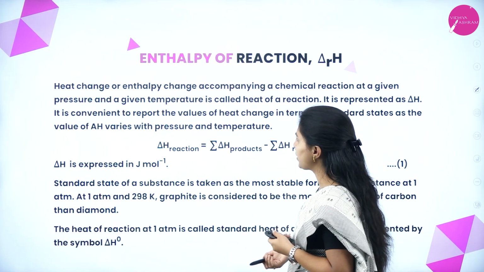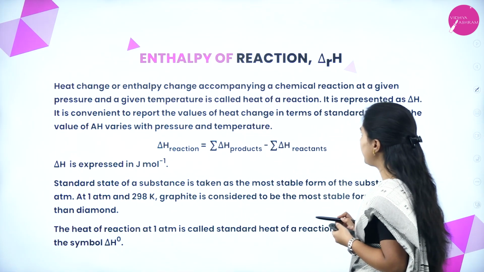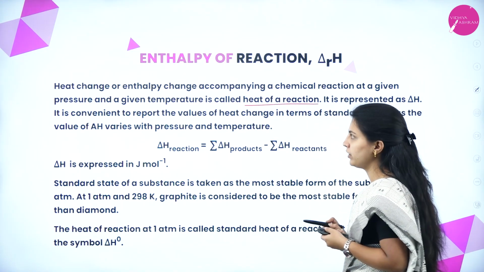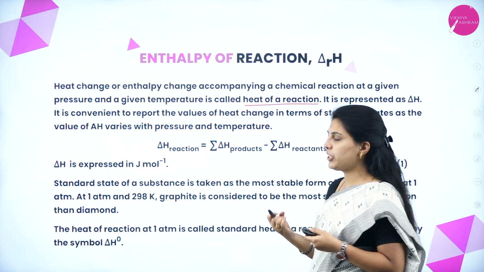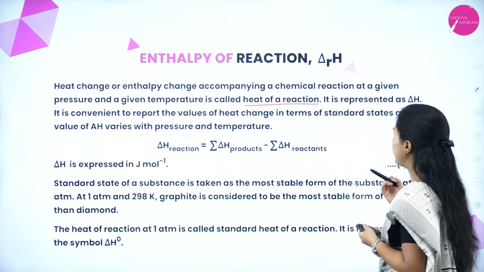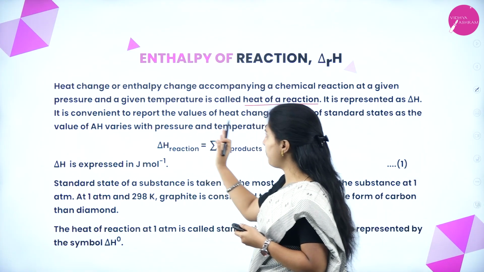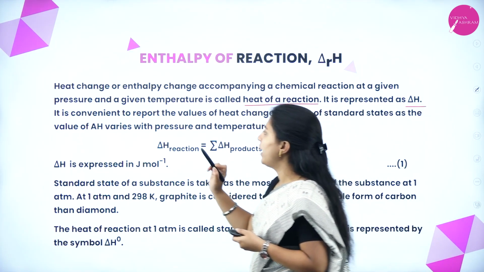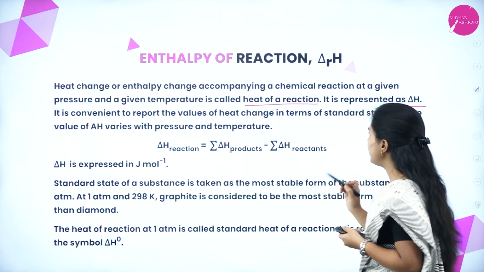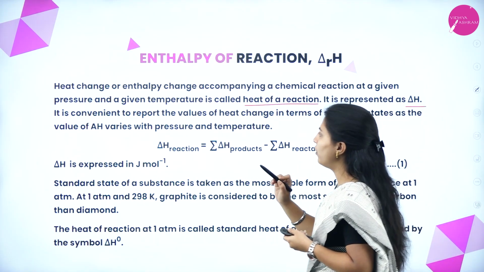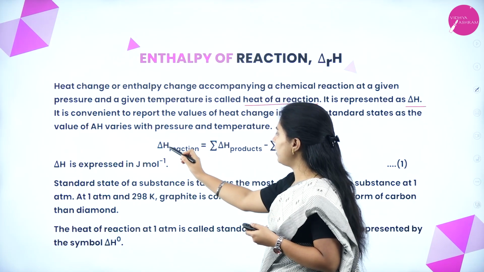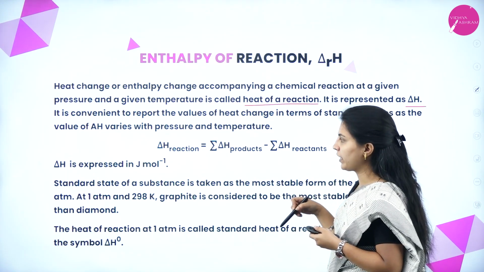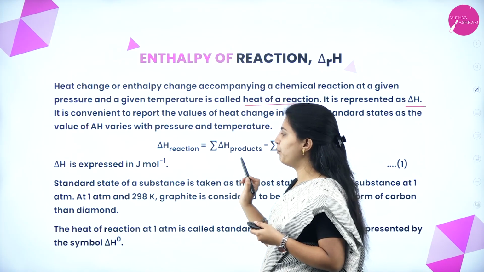Next, enthalpy of reaction. Heat change or enthalpy change accompanying a chemical reaction at a given pressure and a given temperature is called heat of a reaction. Whatever heat changes or enthalpy changes are observed in a chemical reaction at a given pressure or a given temperature is called heat of a reaction. It is represented by delta rH. It is convenient to report the values of heat change in terms of standard states, as the value of delta H varies with pressure and temperature. See here, delta H reaction equals the sum of delta H products minus the sum of delta H reactants. That will be expressed in joules per mole.